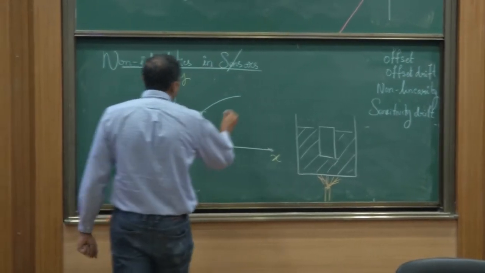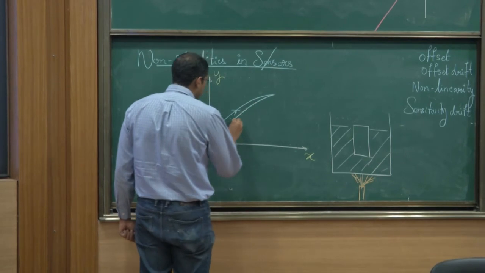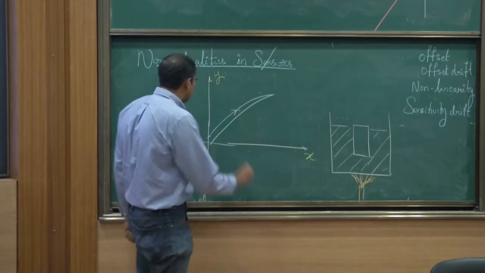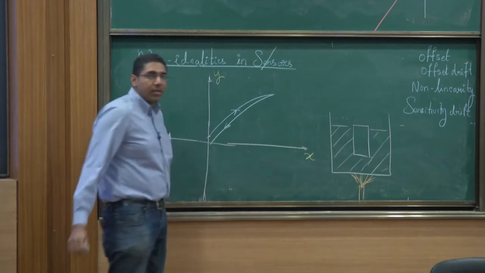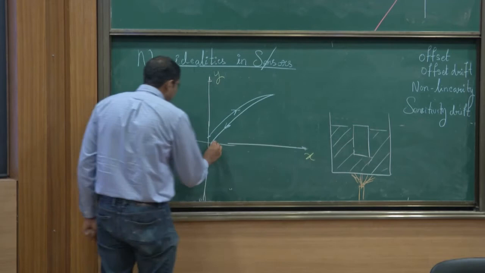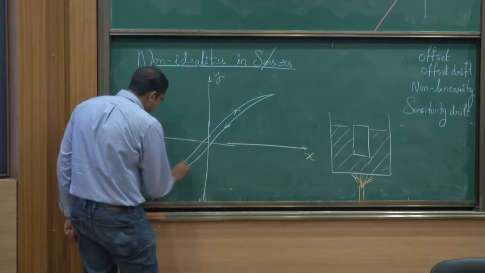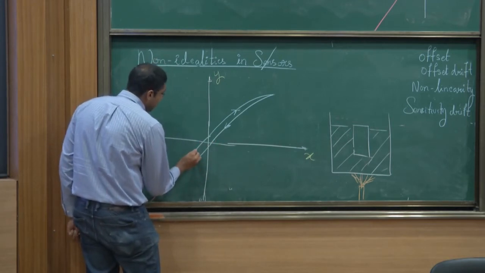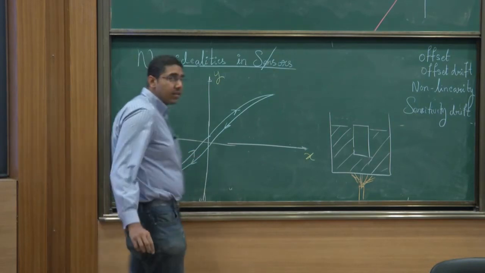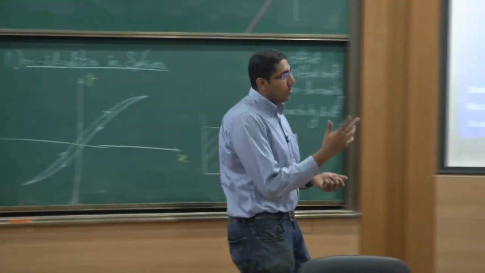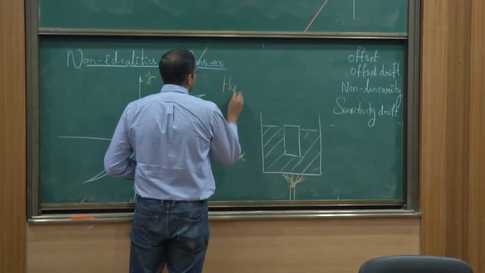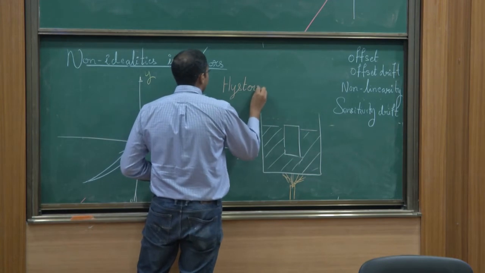Then the sensor may not go back in the same route, okay? It might come back in a different way, right? When this thing starts to cool, right? And this could happen with other sensors also. This is basically the problem of hysteresis.